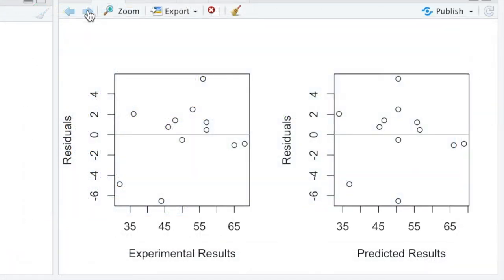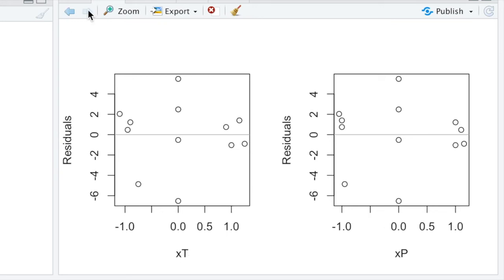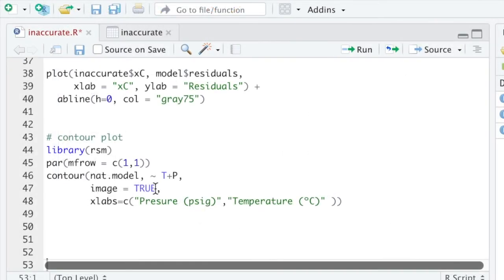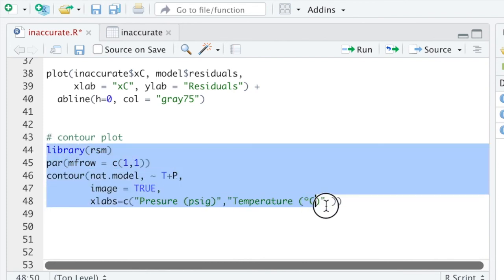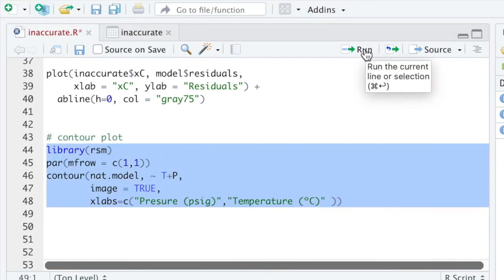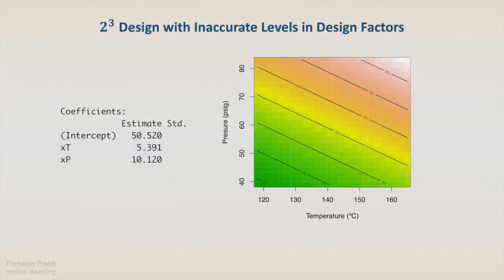We can see that all the residuals plots with the predicted and experimental responses, as well as with the regression variables, are completely randomly distributed. Finally, we can run the contour plot of the yield with the temperature and pressure. The contour plot and the regression coefficients for the coded model show that the yield increases with both the pressure and the temperature, and the pressure has a stronger effect on the yield than the temperature.